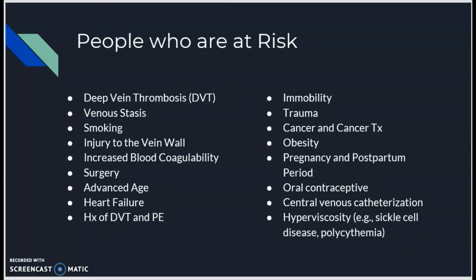The risk factors for PE include deep vein thrombosis, venous stasis, smoking, injury to the vein wall, increased blood coagulability, surgery, advanced age, heart failure, history of DVT and PE, immobility, trauma, cancer and cancer treatment, obesity, pregnancy and postpartum period, oral contraceptives, central venous catheterization and hyperviscosity, sickle cell disease and polycythemia.